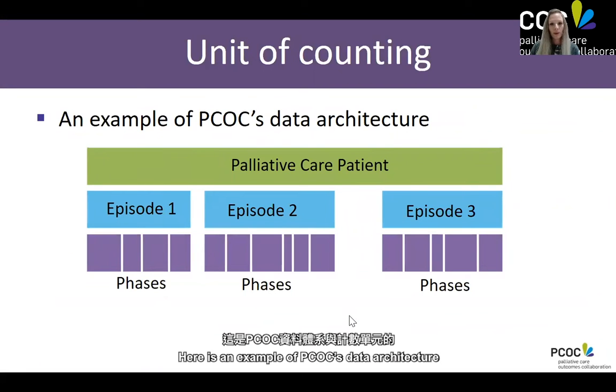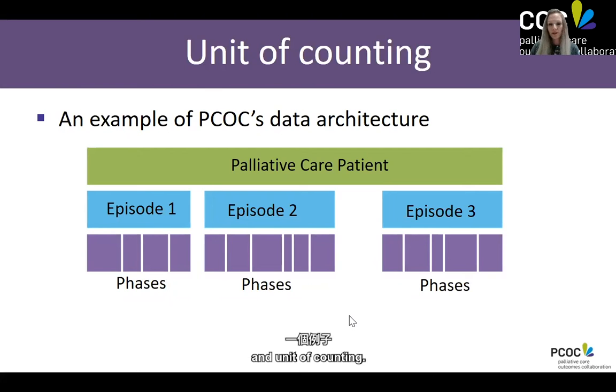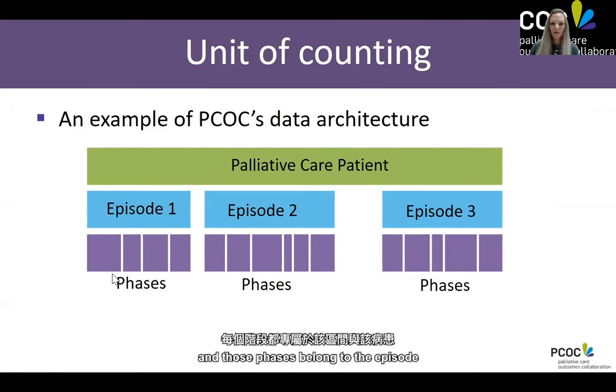Here is an example of PCOC's data architecture and unit of counting. The green bar represents the palliative care patient, and this patient had 3 episodes of palliative care. Episode 1 might be at home, 2 in hospital, and 3 back at home. And you can see that each episode, the patient has experienced a number of palliative care phases. The change is measured from the start to end of each phase, and those phases belong to the episode and to the patient.